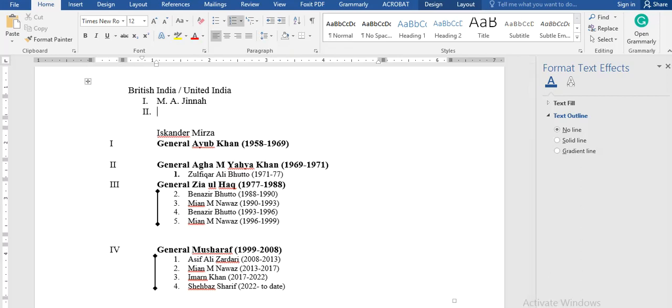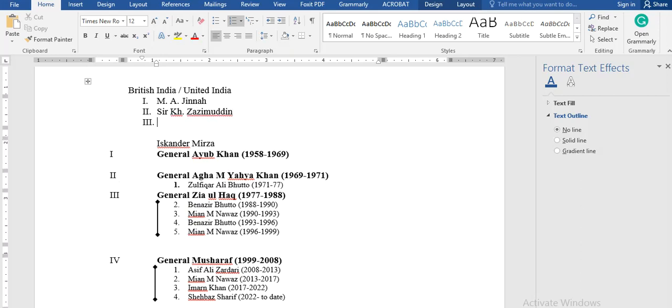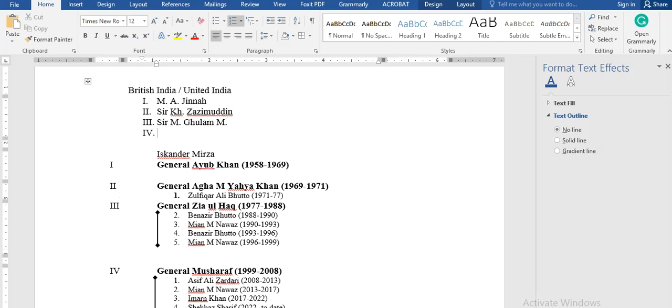Before that, let me place the names of governor generals of Pakistan. The first governor general was Muhammad Ali Jinnah. The second governor general was Sir Khawaja Nazimuddin, the third governor general was Malik Ghulam Muhammad, and the fourth governor general of the country was Iskandar Mirza. As for the duration, Qaid-e-Azam Muhammad Ali Jinnah was the governor general of the country from 1947, since the inception of Pakistan, up till his death in 1948.